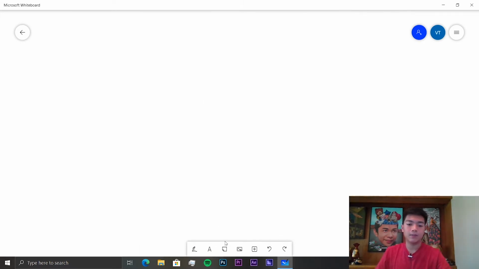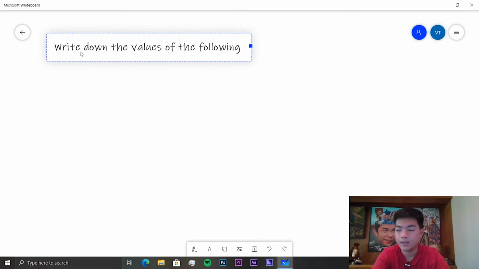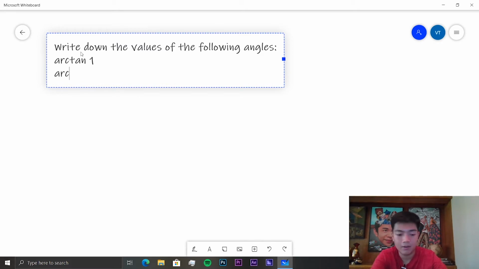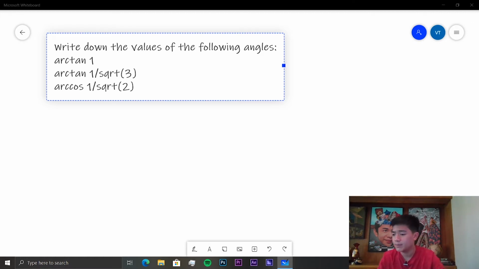Okay, so let's jump into some questions, and I'll do the even ones. We need to write down the values of the following angles. First, arctan 1, arctan 1 over square root 3, and arc cosine 1 over square root 2. And I assume they just mean the principal value, since if we had an infinite domain, these would have an infinite number of values.